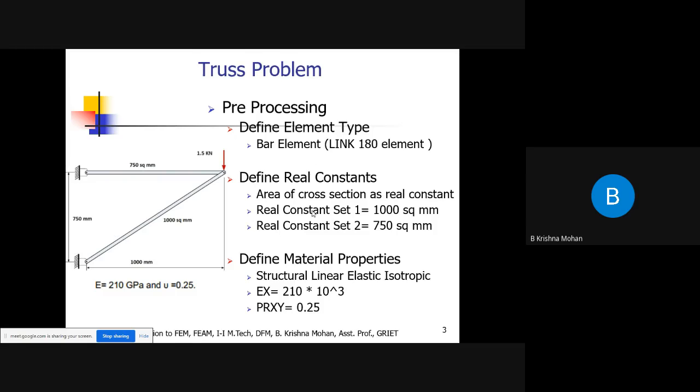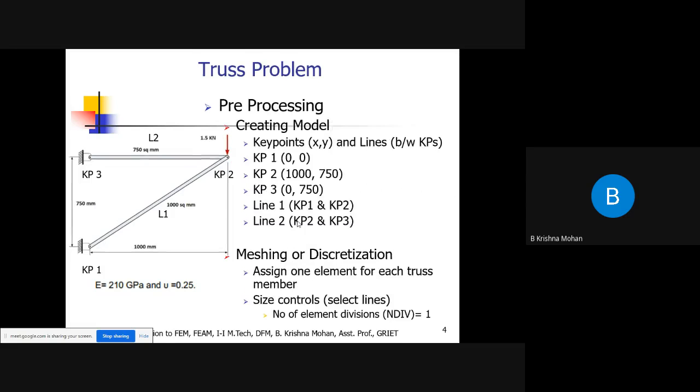So after defining the material properties, you can move to the next step. So here we are going to create the model. Since it is very simple, you can use the modeling tools available under ANSYS to create this model. If the model is very complicated, then you can model it using any CAD software and import that into ANSYS. So here I'm going to create the model.